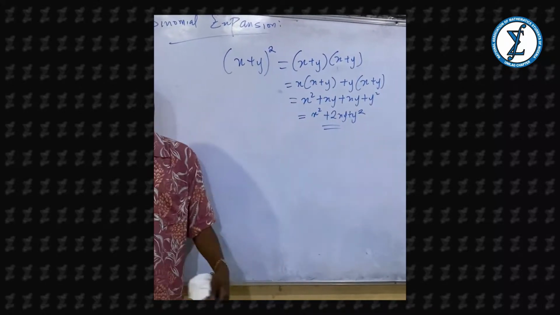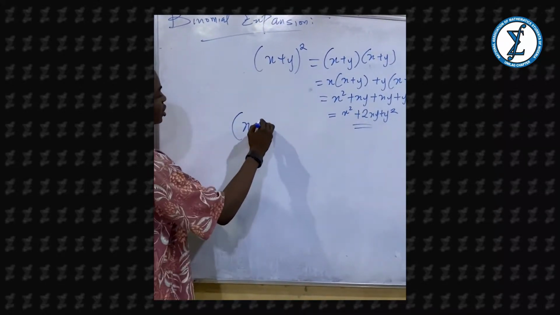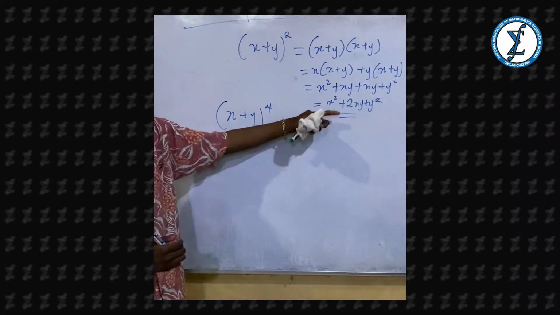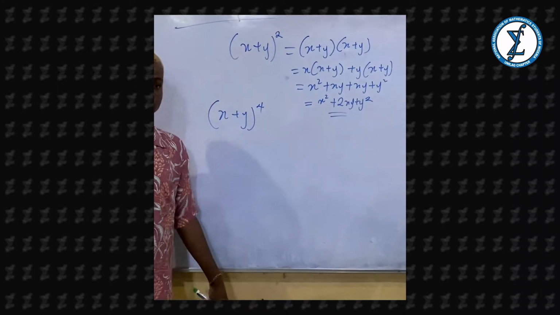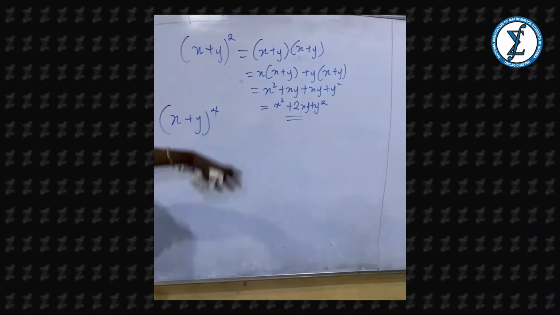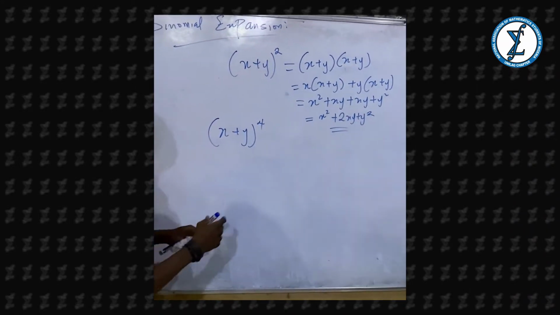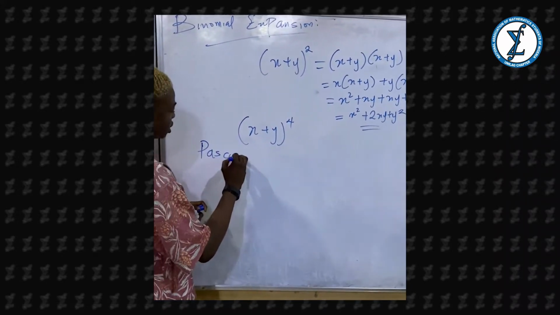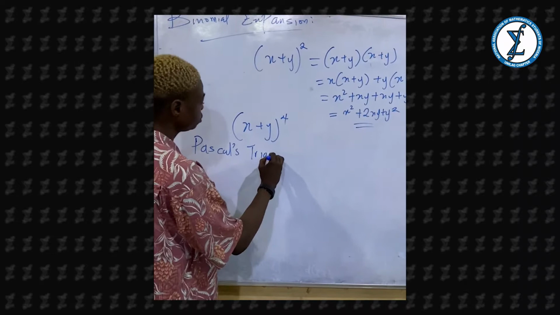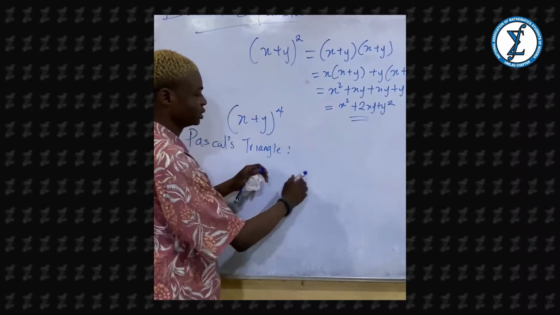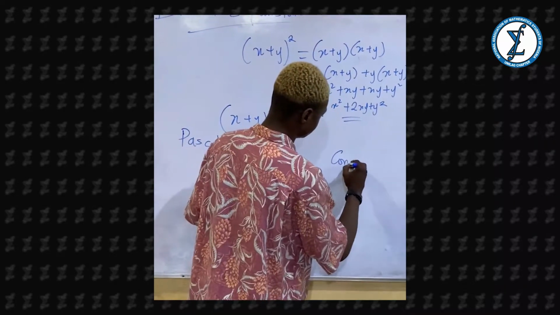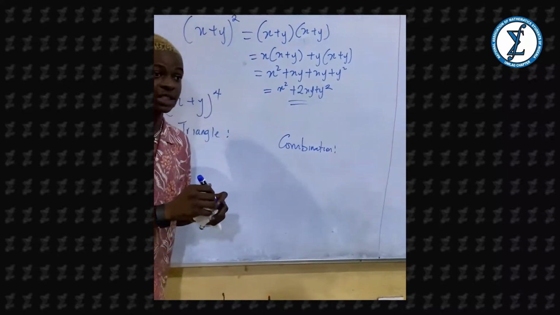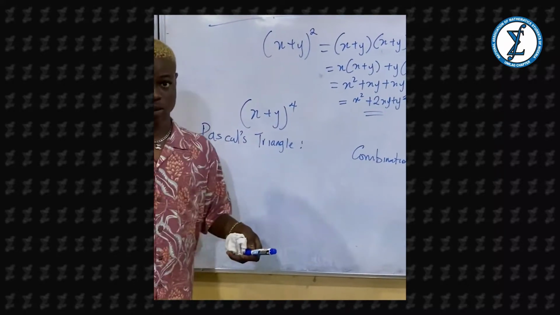For this kind of question, it is very easy to expand once because the power is 2. What if you have x plus y raised to the power of 4? Here we can't keep doing expansion 4 times. So that is where binomial expansion techniques kick in, and we have 2 different techniques for it. The first is using Pascal's triangle, and the second is using the combination method. We'll be starting with the Pascal's triangle method.